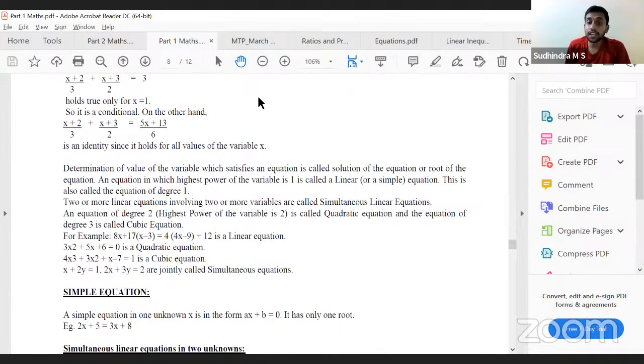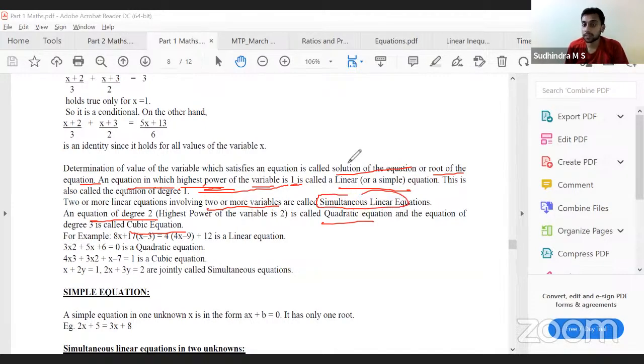Now, the values of the variable that satisfy the equation we call the solution or root of the equation. An equation with the highest power of the variable as 1 is called a linear equation. If we have a highest degree of 2, we call it quadratic. Highest degree of 3, we call it a cubic equation, right? And if we have the highest power of the variable as 1 but 2 or more variables, we call it simultaneous linear equations.